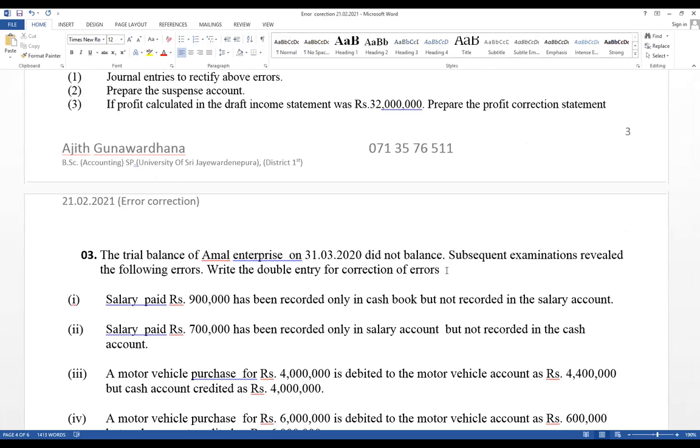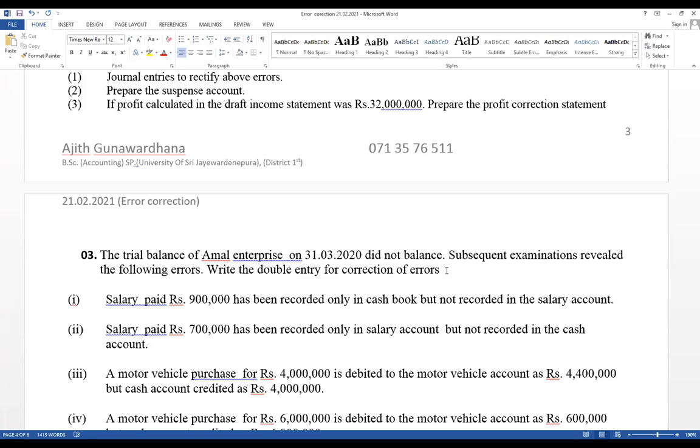Further, errors can be divided into two parts: errors that are detected from the trial balance, and errors that are not detected from the trial balance. It means although the trial balance is equal, there may be some errors. Those are called errors that are not detected from the trial balance.